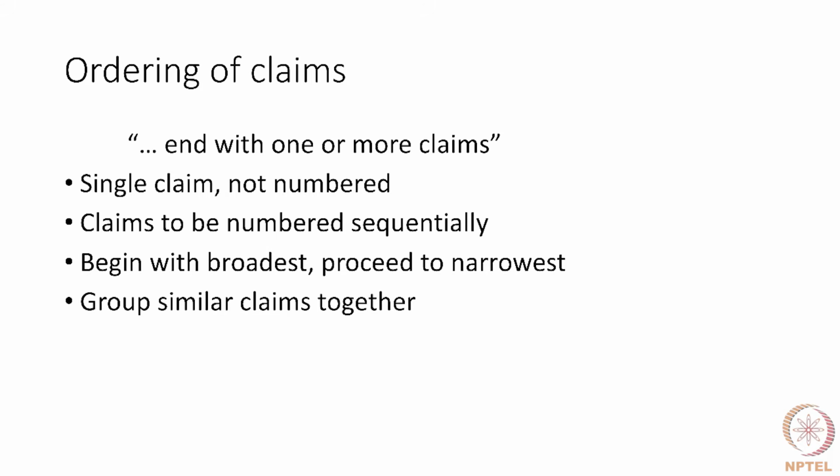Now, claims have to be grouped together. Assume that your invention is for an apparatus. It's a product, and you also have a method of making the product that comes out of the apparatus.